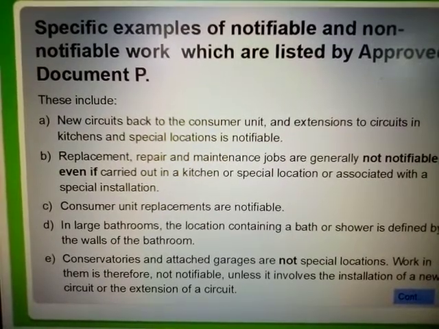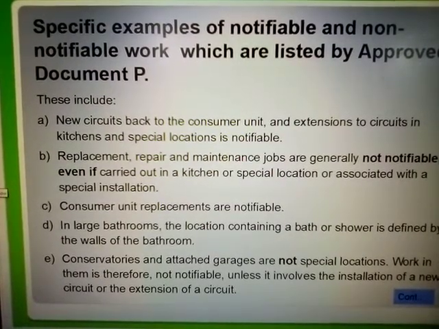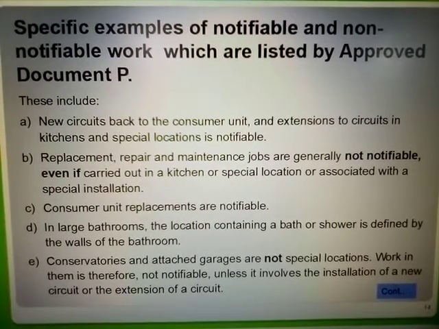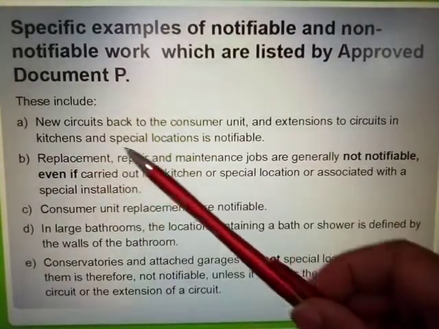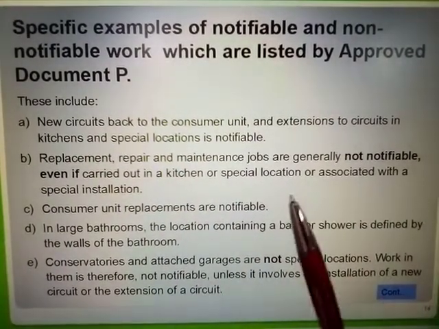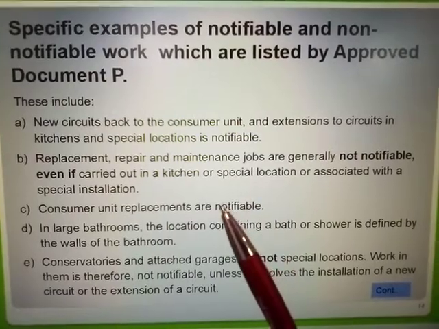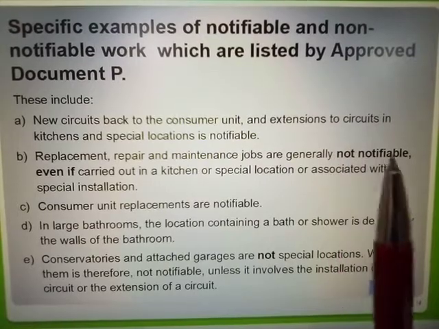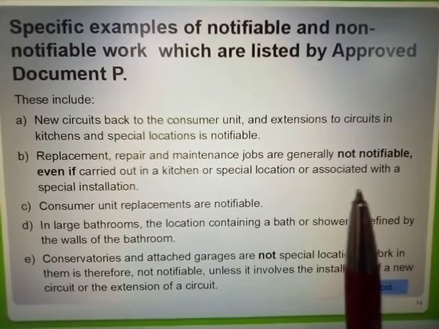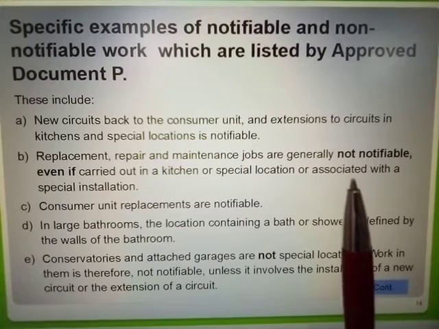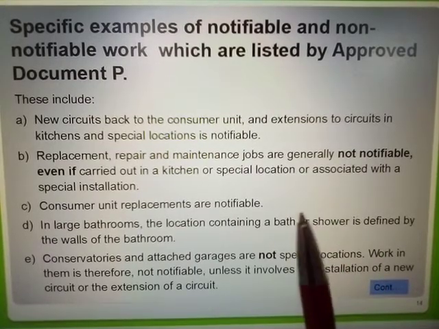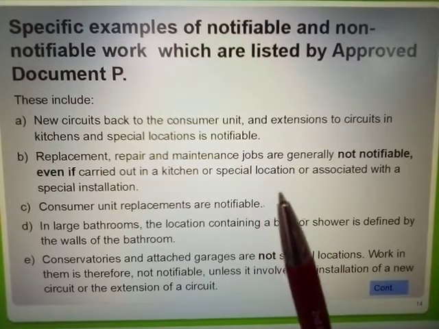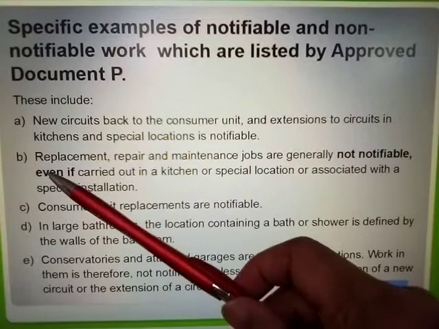Right, specific examples of notifiable and non-notifiable work which are listed by Approved Document P. These include, okay, now for some reason it's come to my mind there may have been some changes in regard to Document P, but I am not quite sure. Please check and confirm for yourselves that Document P is still part of the specifications and is still required. Something I read the other day seems to tell me that it may have been amended or removed, but I could be wrong.